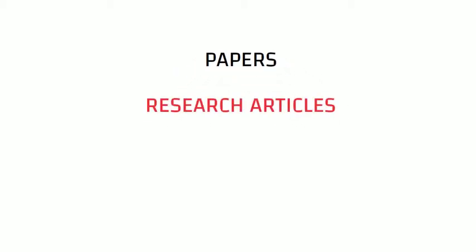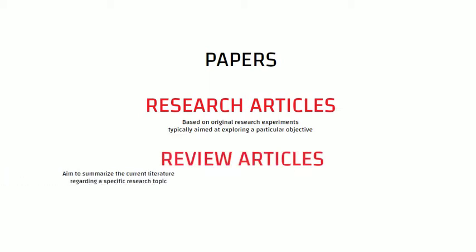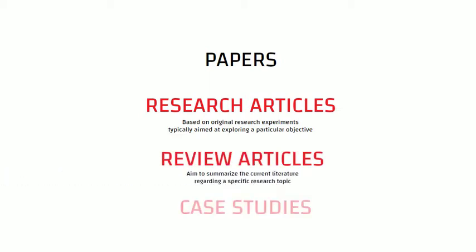Published research is presented in many different forms, however, they all predominantly fall under the category of scientific papers. Three main types include primary research articles, where original research experiments are presented, review articles, which analyze the current literature on a topic, and case studies, which account for individual cases predominantly in the clinical setting.